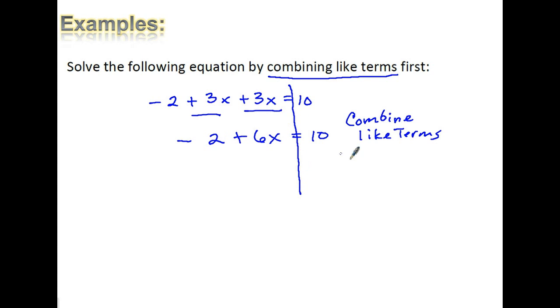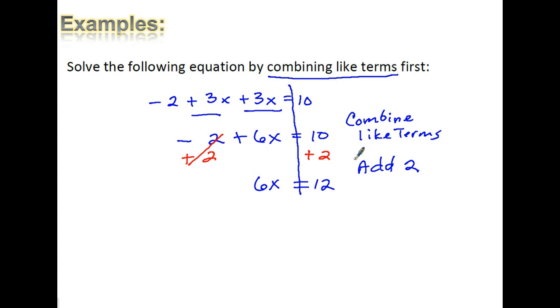Alright, next step. We have negative 2 plus 6x equal to 10, and we want to solve for x, so that means we're going to have to get rid of this negative 2, which means we're going to go ahead and add 2 on both sides. We're going to add 2 here, and that'll cancel this 2, and then we're going to add 2 here. So we're going to end up with 6x equals 12.